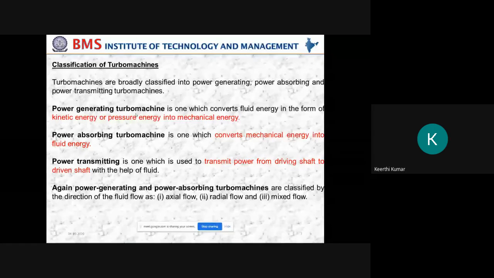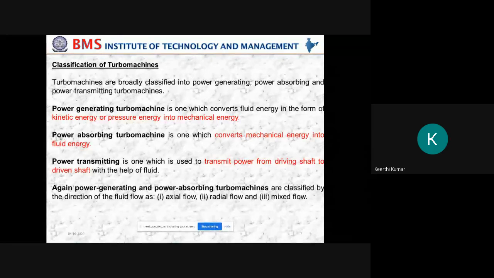That means you take a turbine. The inlet velocity of the water is very, very huge. That kinetic energy of the water, we are going to convert to mechanical energy. So that is called a power generating machine. Coming to the power absorbing turbo machine, it is one which converts mechanical energy into fluid energy. For example, a fan. What will happen? If I supply the electricity for that, the shaft will rotate. That means we are giving mechanical energy as input for the machine. With the help of that mechanical energy, it is going to generate the high pressure fluid.